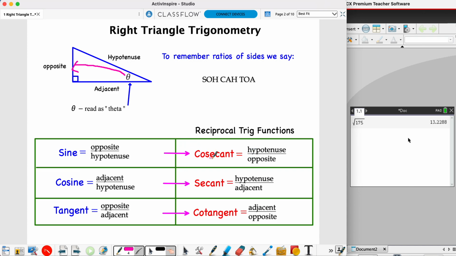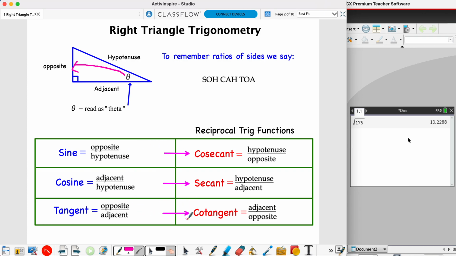We also have the reciprocal functions, which you learned in Algebra 2, but not in geometry. Cosecant is just sine, but flipped, so hypotenuse over opposite. Secant is the reciprocal of cosine, so hypotenuse over the adjacent side. And then cotangent, which is the adjacent side over the opposite side.